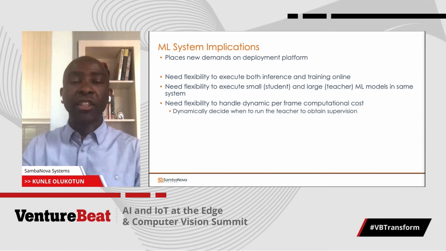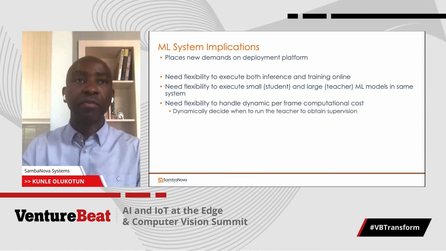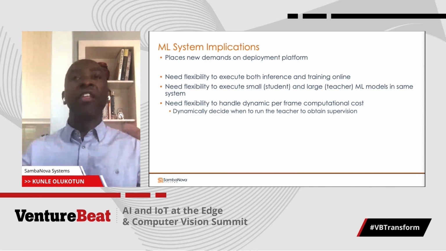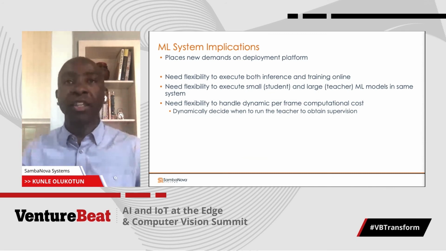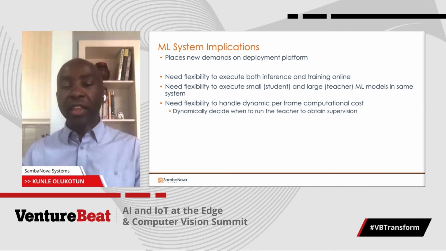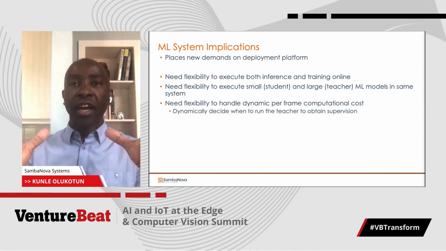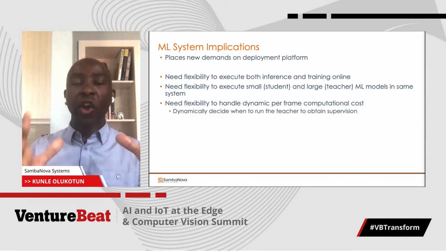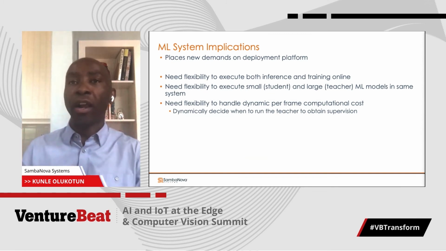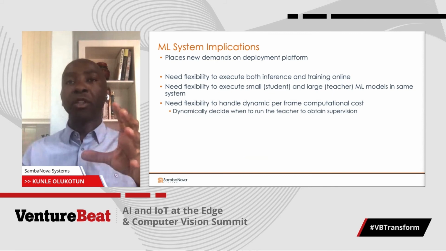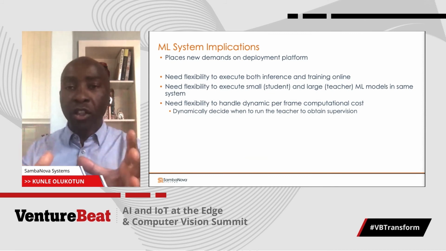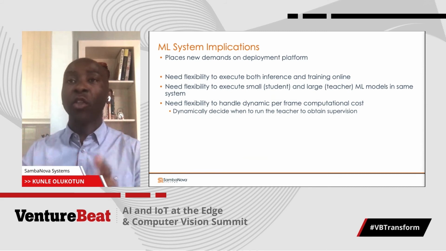So what are the implications of this continuous adaptation? Well, the key thing that it does is it places these extra demands on the deployment platform, right? So you need the flexibility to execute inference very efficiently, and you need to be able to do the training online. So any accelerator that only does training efficiently, but doesn't do inference very efficiently, won't work in this environment. Also, you need to be able to handle the small student model efficiently, and also the large teacher model, and run that efficiently.